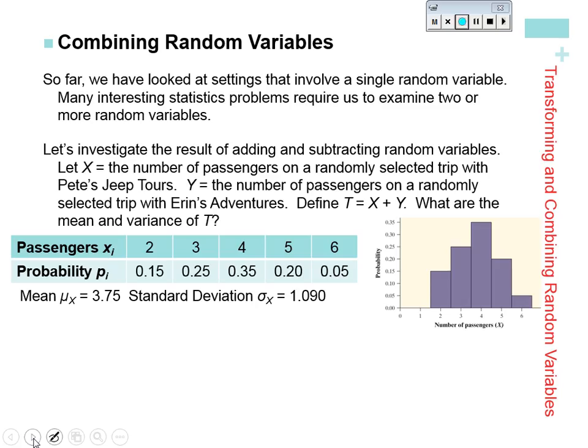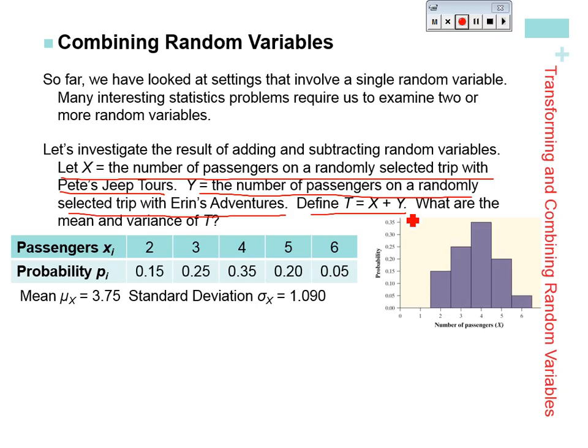Let X equal the number of passengers on a randomly selected trip with Pete's Jeep Tours, and let Y represent the number of passengers on a randomly selected trip with Aaron's Adventures. And we're going to define T as being X plus Y. So in other words, what if these two companies, Pete's Jeep Tours and Aaron's Adventures, decided to merge their businesses together?